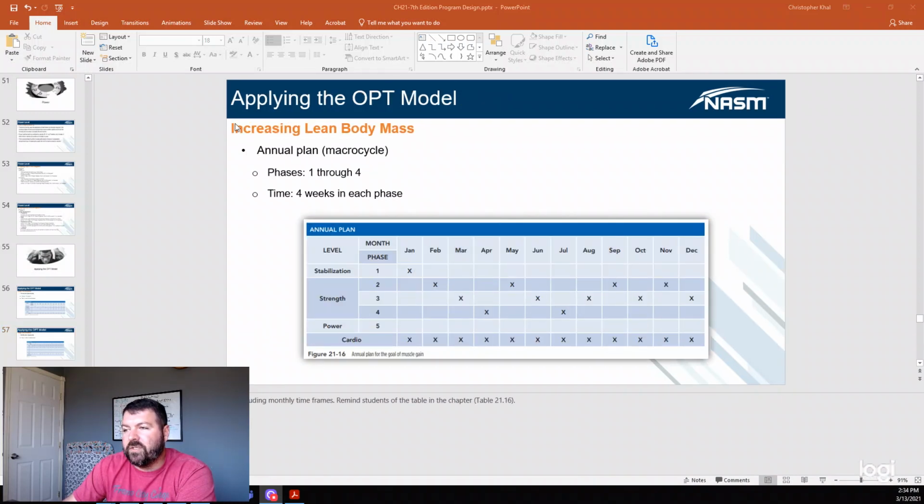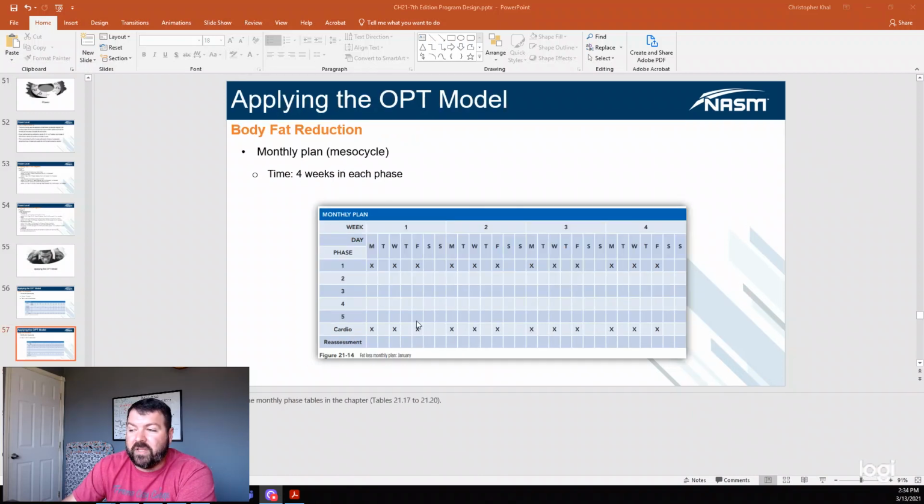Okay. Now we're into increasing lean body mass. So there's a macro cycle. Phase 1 in January. Cardio's in all of them. We're all the way through, except this time we're adding in phase 4. But in the fat reduction, we never really got to phase 4.